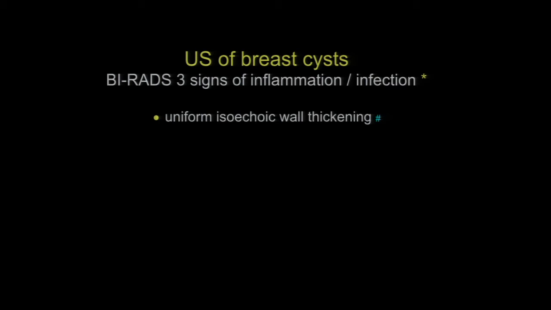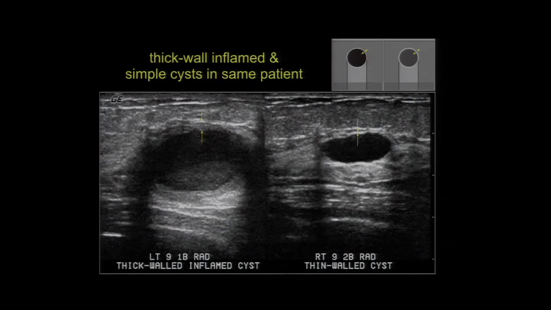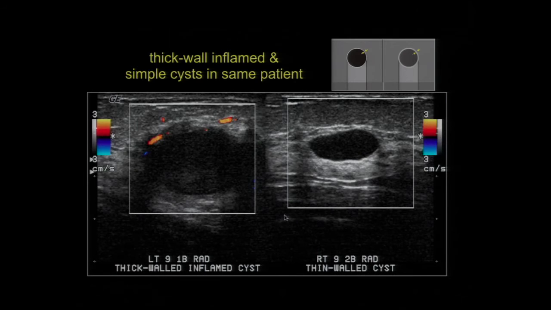Now, one other thing can make a cyst look suspicious, and that's inflammation. There are 3 findings we see in inflammation: a thick uniform isoechoic wall, a fluid debris level, and hyperemia of the cyst wall. Usually all 3 exist together. This is what a simple cyst looks like. This is what an inflamed cyst looks like. It has uniform isoechoic wall thickening. It's really not the wall, it's pericystic inflammation, and a debris level, which is leukocytes or white cells. And these are actually macrophages in this case causing the uniform wall thickening.